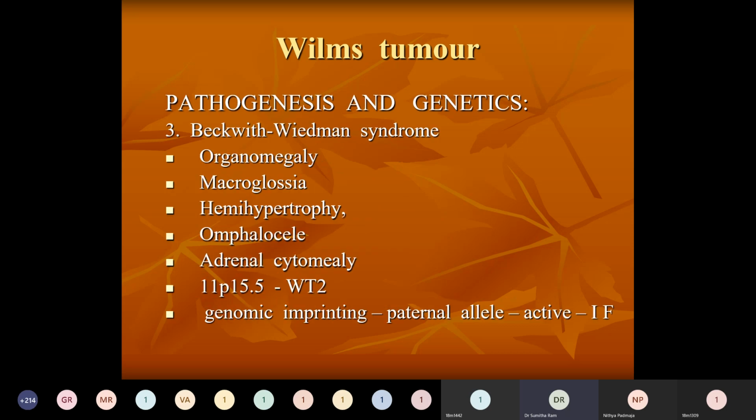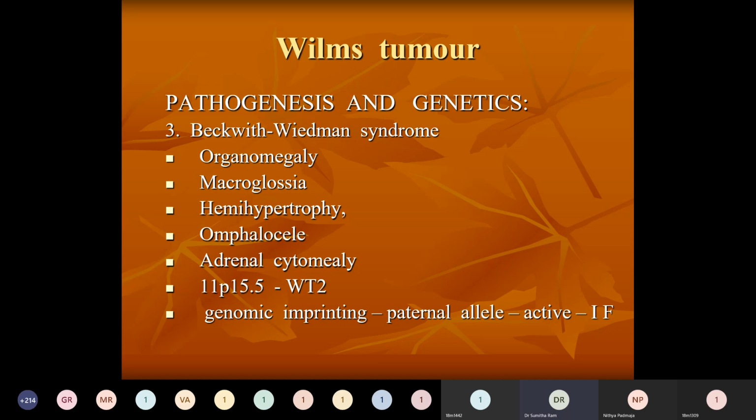The next important one is the Beckwith-Wiedemann syndrome, which comprises organomegaly, macroglossia, hemihypertrophy, omphalocele, and adrenal cytomegaly. It is related to the WT2 locus, that is the WT2 gene, which is on the short arm of chromosome 11, 11p15.5.